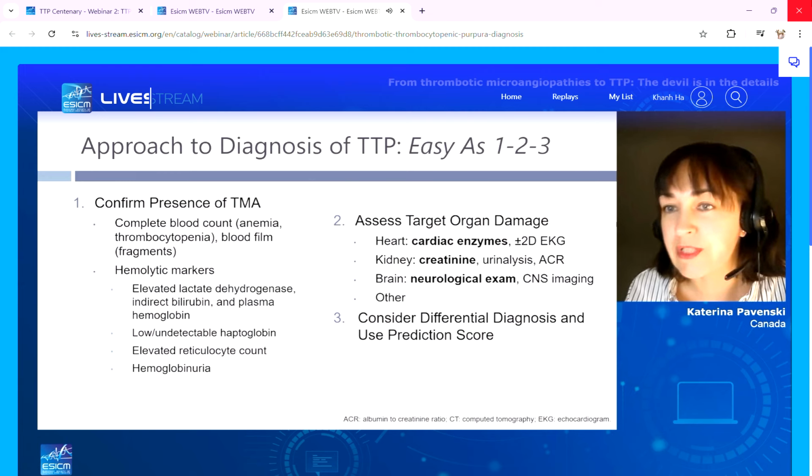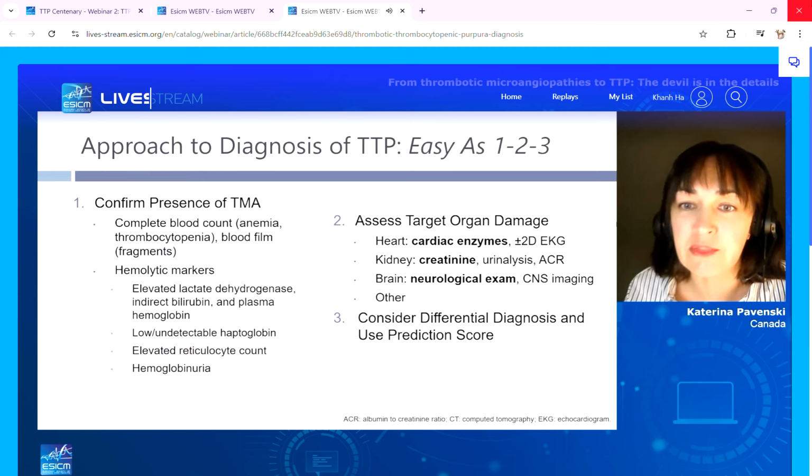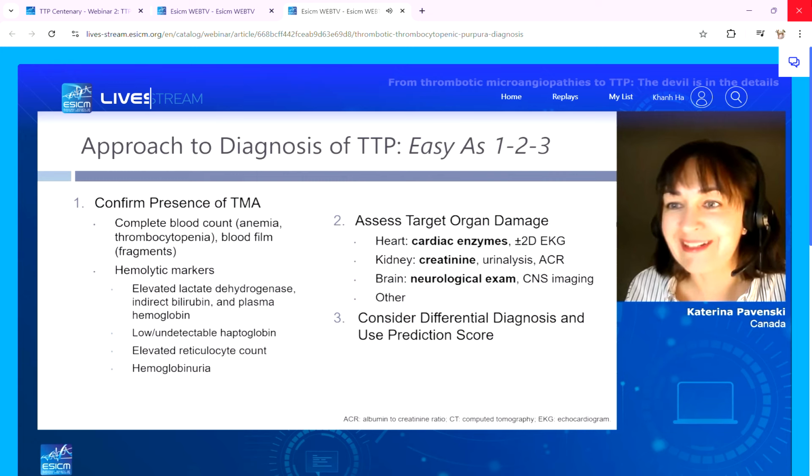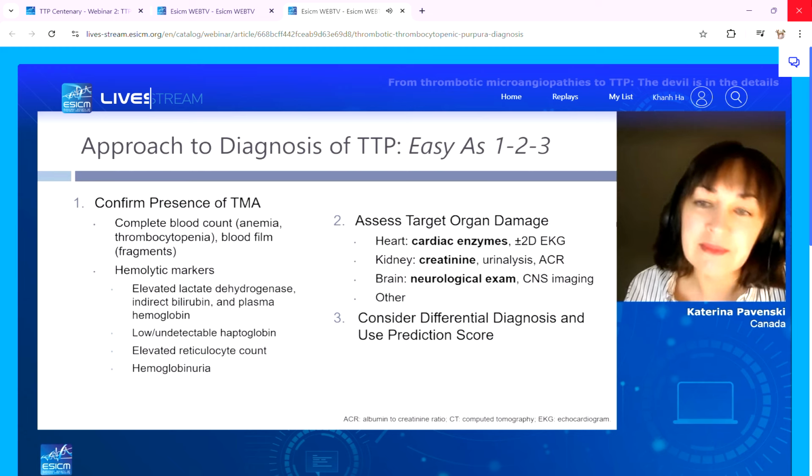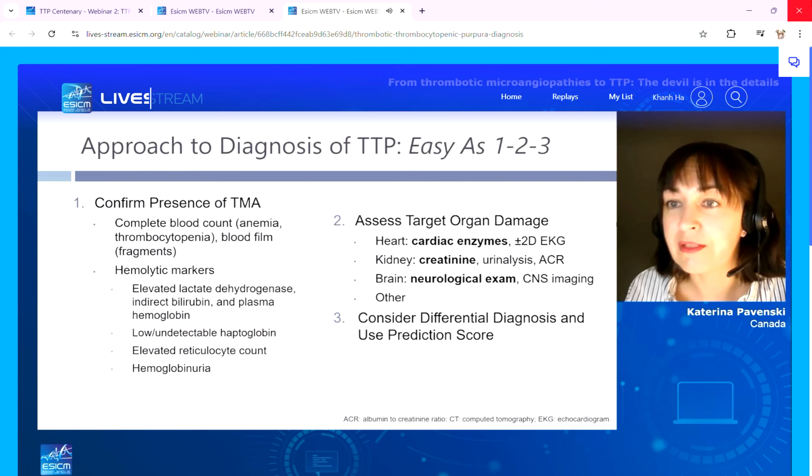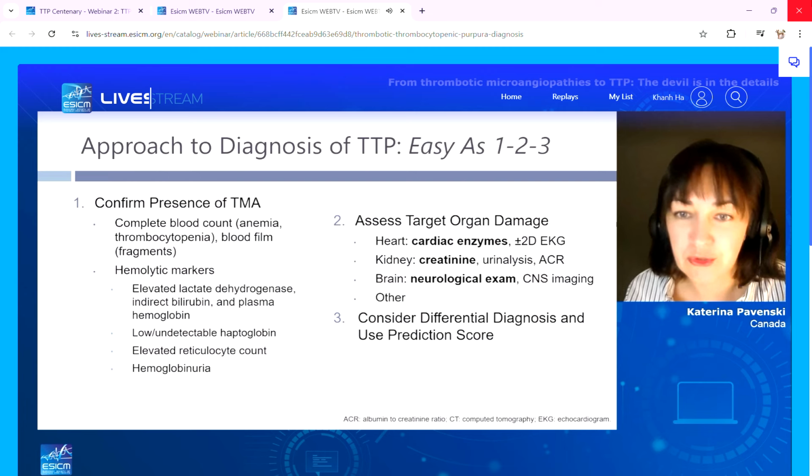The second is to assess target organ damage. For heart, I recommend cardiac enzymes, so some variation of troponin. Kidney, creatinine, as well as urinalysis and ACR can be very, very helpful as well. And for brain, of course, we always think automatically that we should move immediately to imaging, but neurological exam is the key here because this is something that you can do right away and pick up abnormalities right away. Scanning can occur later on once you have moved on to treatment.